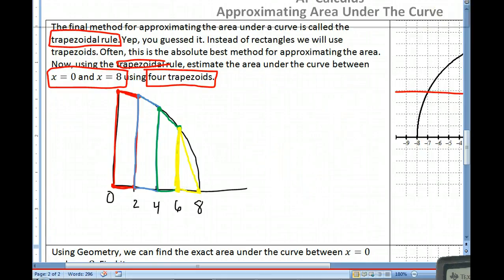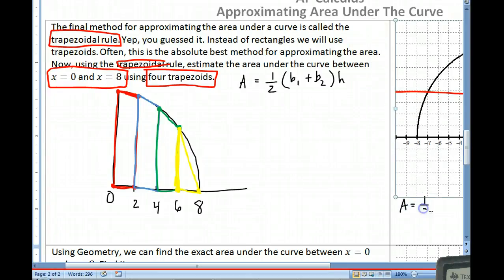Okay, so let me do the math. I'll color code the math. Make sure you're paying attention to this. What's the area of a trapezoid? 1/2 base 1 plus base 2 times the height. You guys were thinking triangle. A trapezoid is basically a triangle with 2 bases. The area of a triangle is 1/2 base times height, whereas a trapezoid just has 2 bases and you add them. So they're very similar shapes. They're like cousins.